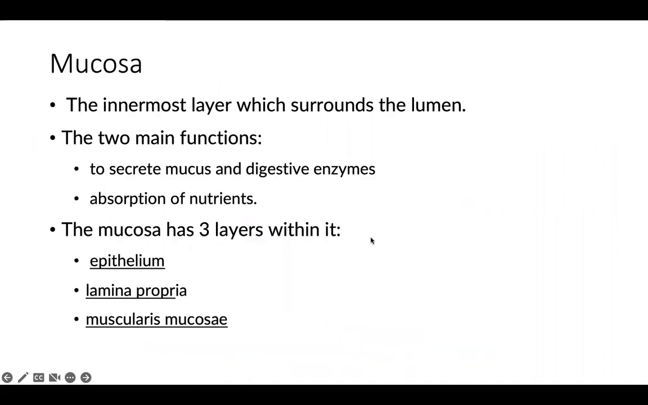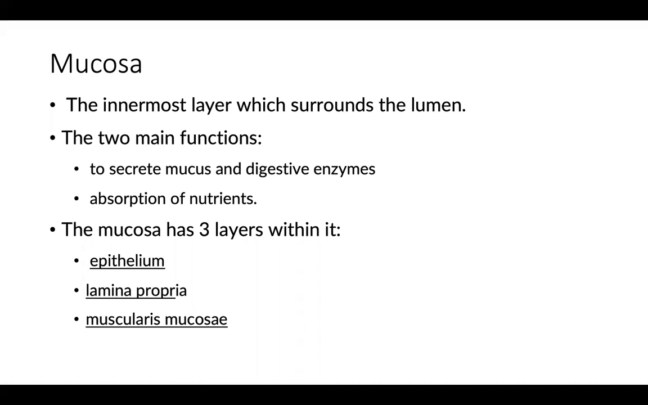So going into more depth about the mucosa, it is the innermost layer, which I had said previously. Its 2 main functions are to secrete mucus and digestive enzymes and to absorb the nutrients from the foods we eat. The mucosa has 3 layers within it. The epithelium, which makes up most of the length of the GI tract, the lamina propria, which contains many blood and lymphatic vessels that serve to transport nutrients to other parts of the body through the alimentary canal. It also houses lymphocytes, which serve an immune function for our body.